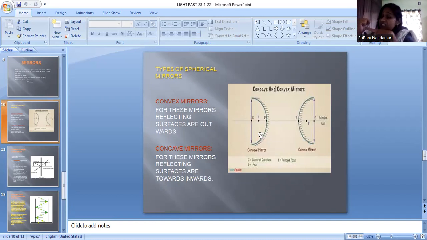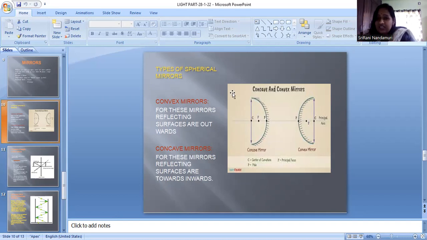Inwards means the light ray is coming and striking towards the inside of your heart. Inside of your heart is nothing but concave. Cave means inner, you know the cave. Just remember, a lion always lies inside the cave. Inside means concave. The reflecting surface is always inwards.